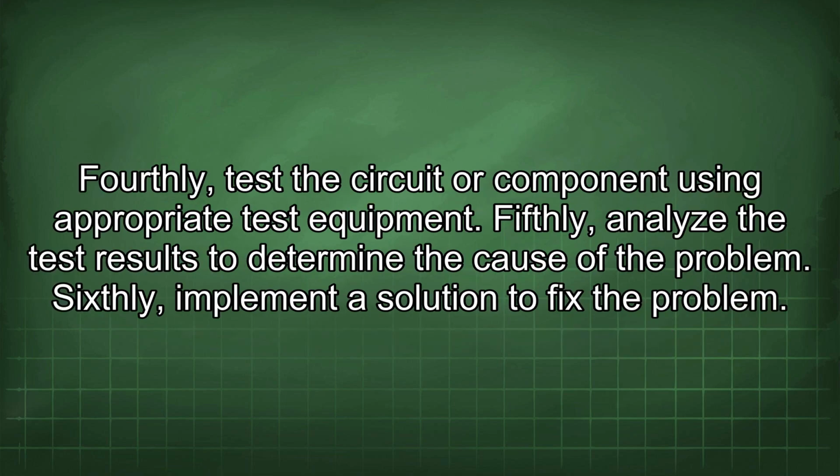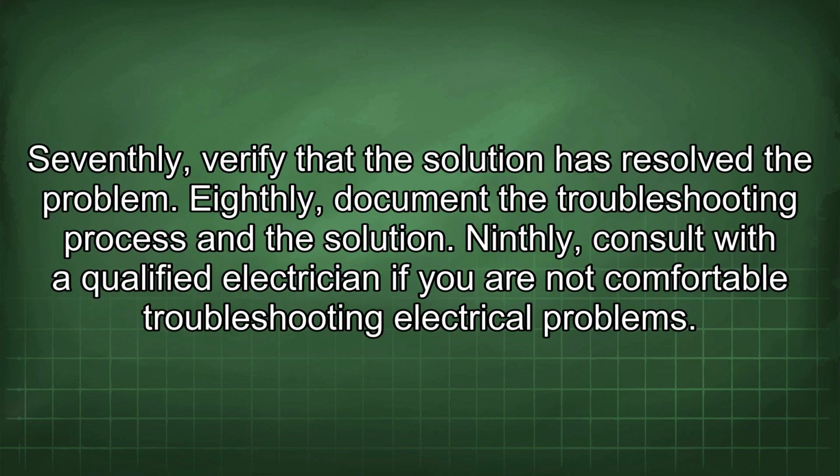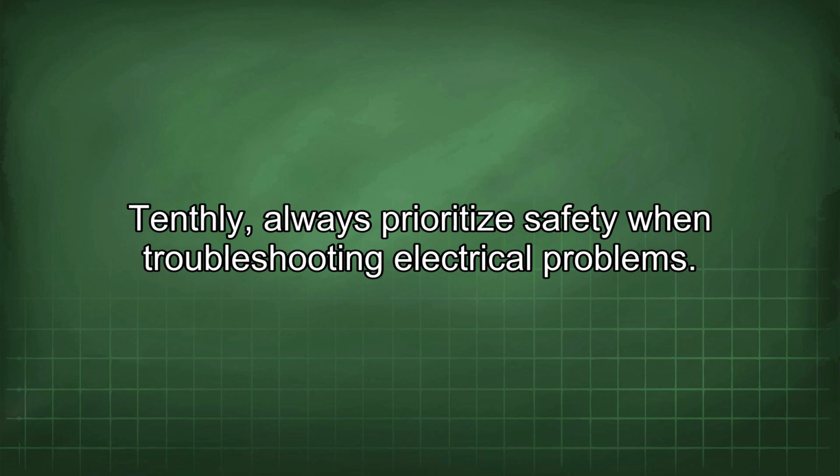Fourthly, test the circuit or component using appropriate test equipment. Fifthly, analyze the test results to determine the cause of the problem. Sixthly, implement a solution to fix the problem. Seventhly, verify that the solution has resolved the problem. Eighthly, document the troubleshooting process and the solution. Ninthly, consult with a qualified electrician if you are not comfortable troubleshooting electrical problems. Tenthly, always prioritize safety when troubleshooting electrical problems.